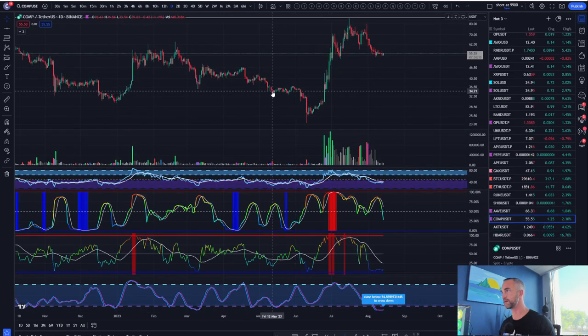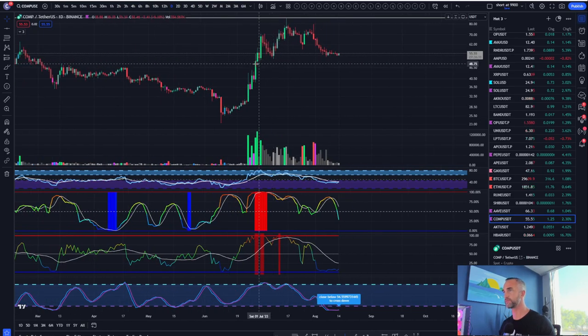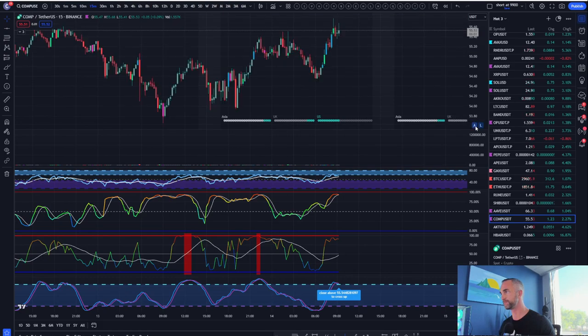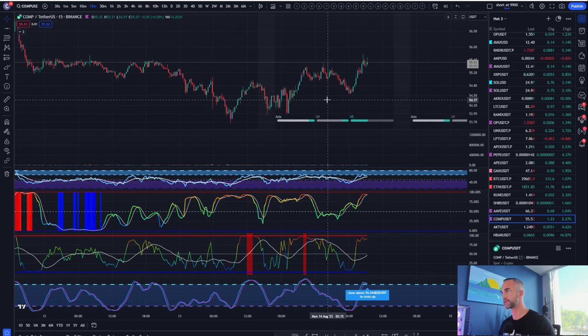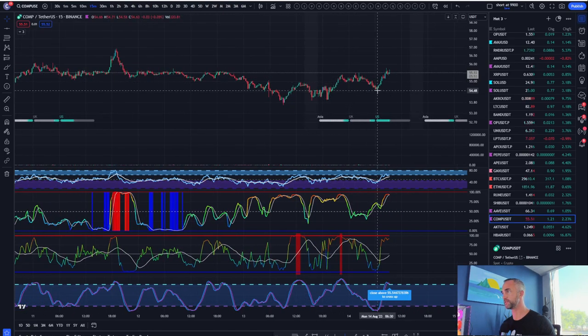Compound as well, just getting that first shorter term pullback. Mr. Compound, sorry, on the daily, it looks like it wants to bounce. 15 minute, it's going to do whatever Bitcoin does. Any kind of a closure back below this pivot, and the higher low structure on the 15 minute is going to be destroyed. Does not look good on that one.